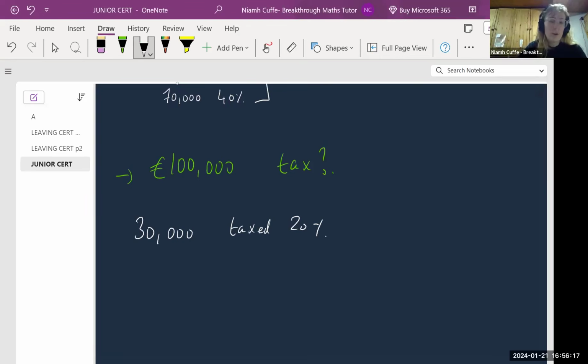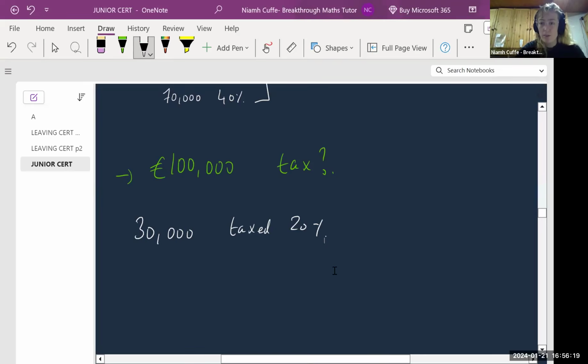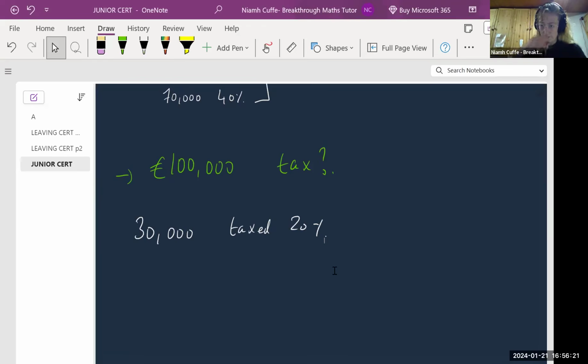So how am I going to find 20%? How am I going to find 20% of 30,000? Trying to pick a random name. Callum Fleet. How do you think I'm going to find 20% of 30,000?